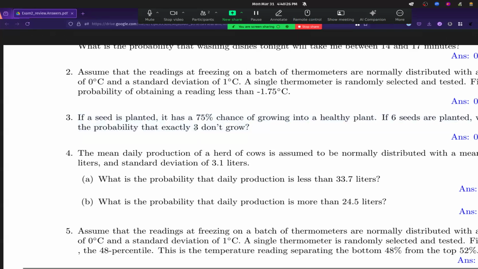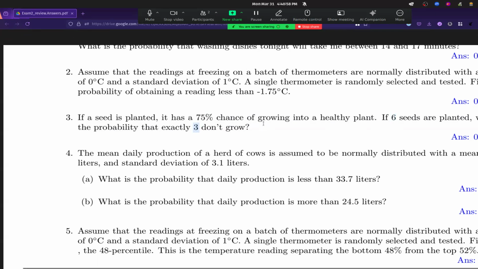The x would be 3? Well, yeah, it's good. This one's tricky, and I won't be this tricky on the exam. But if you think of a seed growing as being a success, then 3 not growing, that would be 3 failures. But since there's 6 seeds, if there's 3 failures, that means there's 3 successes. So yeah, 3 would be x. Okay. Good. So like the number that they say.